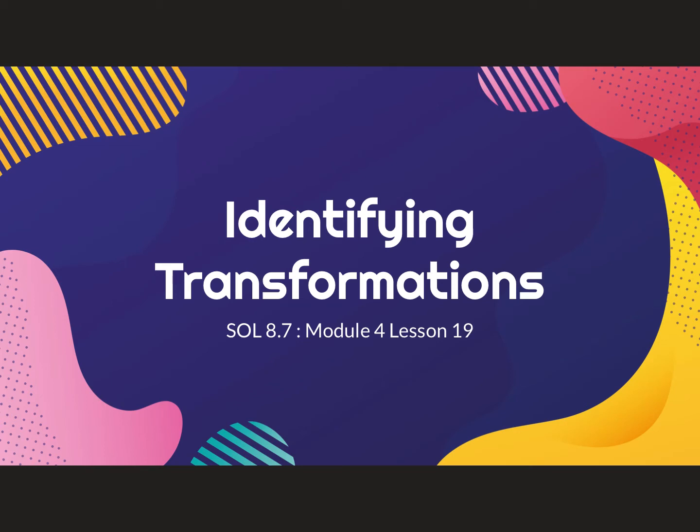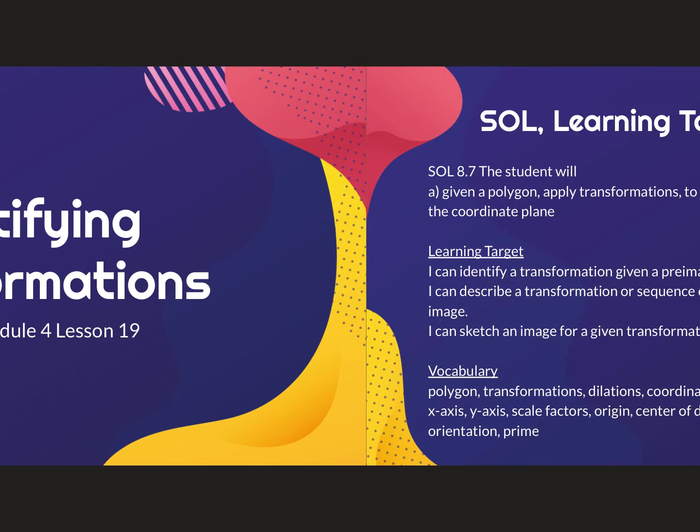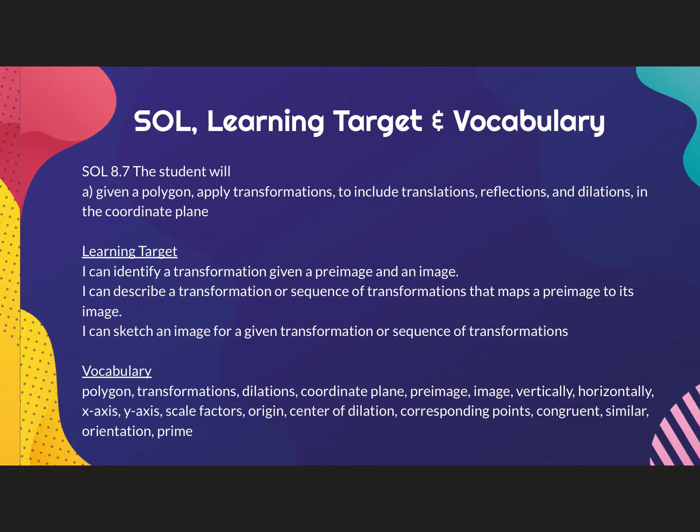For today's lesson, we're going to take a look at identifying transformations. So this is still SL 8.7, but we're looking at lesson 19. Here, given a polygon, apply transformations to include translations, reflections, and dilation.